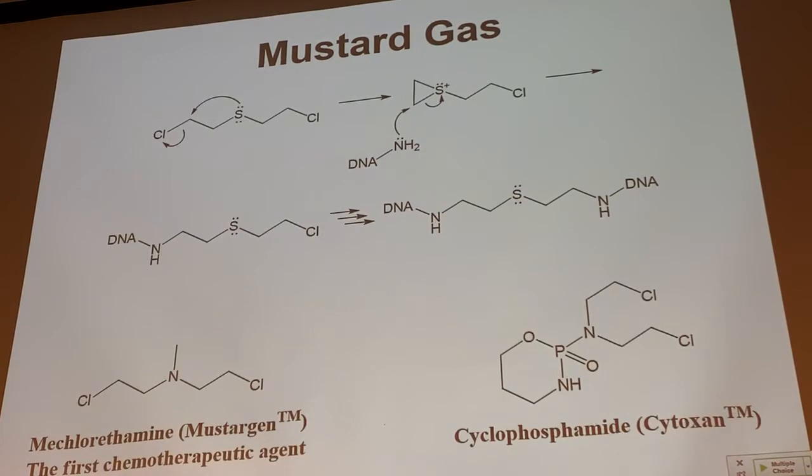Are there any history buffs who know the name of the most famous mustard gas victim? No, we need to study our history a little bit more, I guess. Adolf Hitler. Adolf Hitler was a soldier in the German army in World War I. He was part of a mustard gas attack. He was temporarily blinded, but he recovered. He's the one person on earth that I think all of us wish would have died in the mustard gas attack because the course of history would have been different, but he didn't.